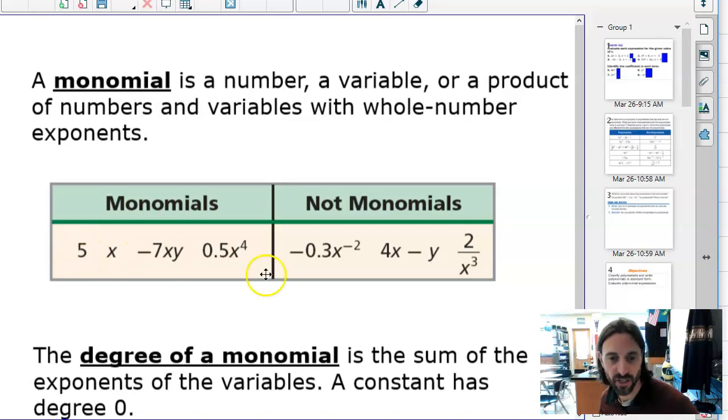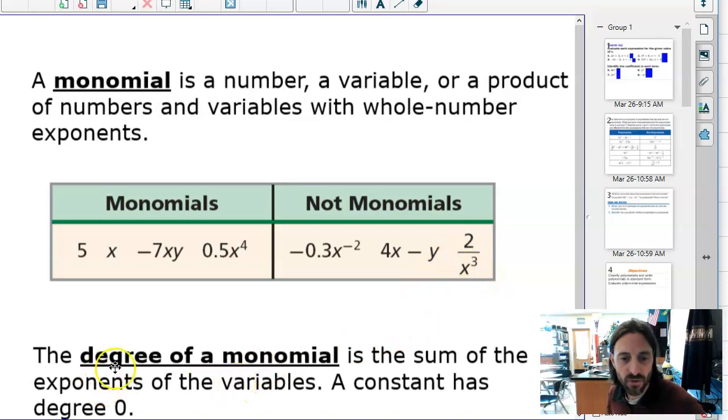X, of course, is to the first. Here's an x and a y. Those are both to the first power. Here's to the fourth power. So these are all monomials. Things that are not monomials: to the negative second. Here you've got two variables being added together, so those are different. This would be like the negative third power, so those are not monomials.